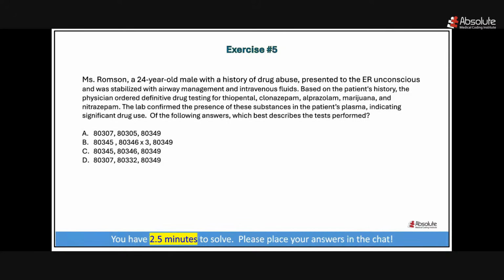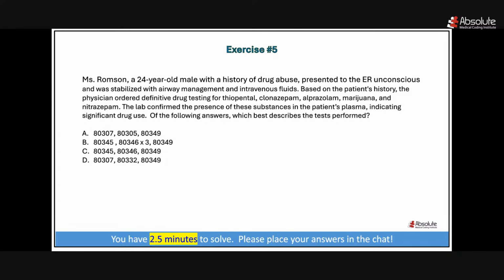Here we go. Of the following answers, which best describes the test performed? Option A: 80307, 80305, 80349. Option B: 80345, 80346 times 3, 80349. Option C: 80345, 80346, 80349. Option D: 80307, 80332, 80349.